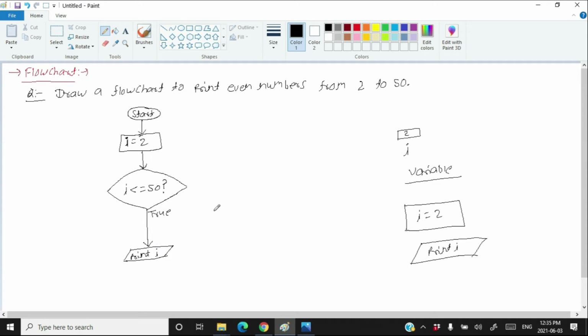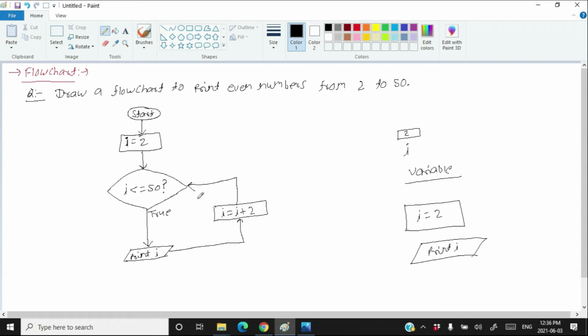After that, you should change I. I is equal to I plus 2, because after printing the value 2, you should go to 4. And again you check if 4 is still less than 50 or not. If 4 is less than 50, then you again print 4. After printing the 4, you again increase the value of I to 6. Again check if 6 is less than 50 or not.